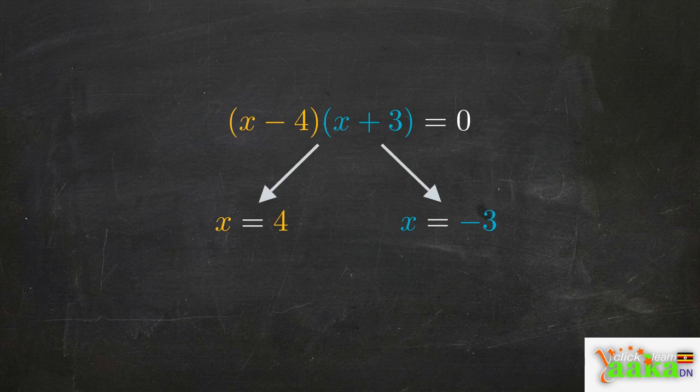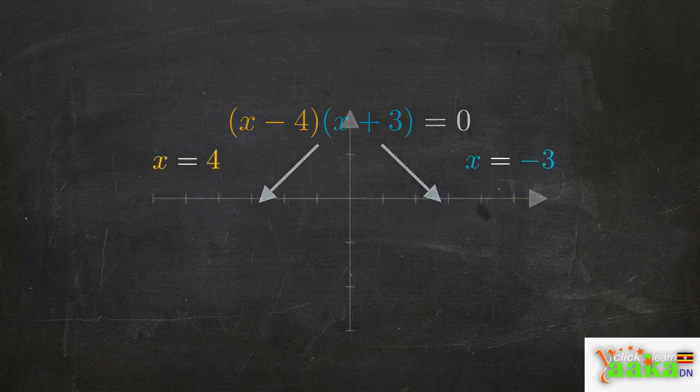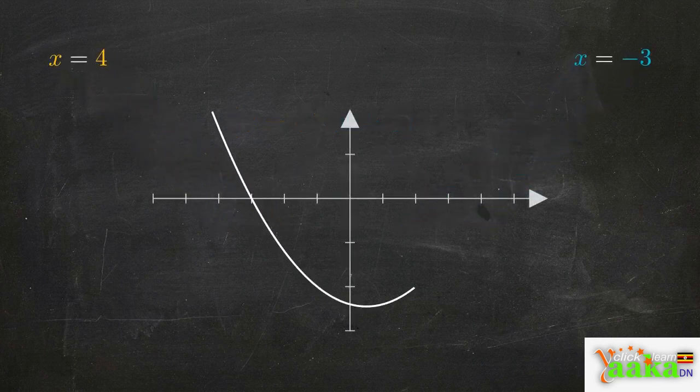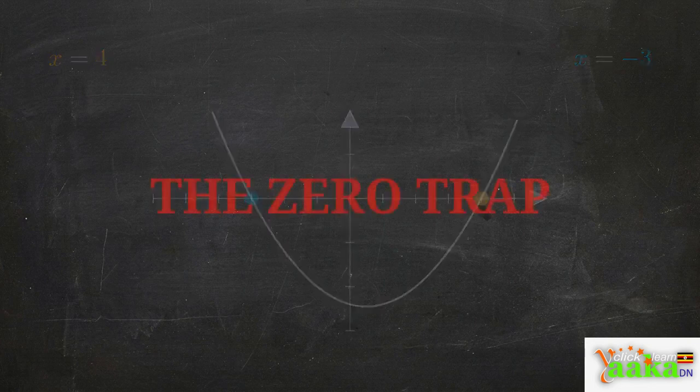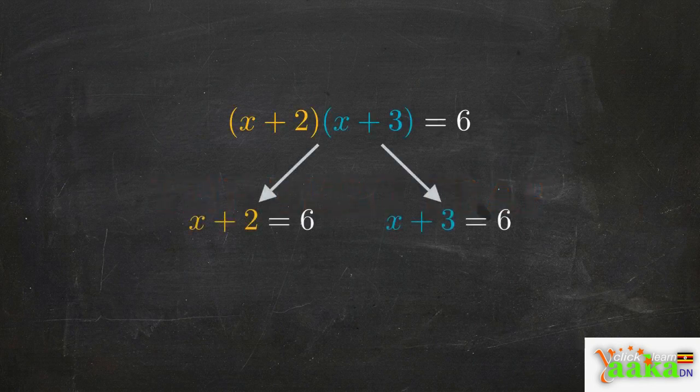If x minus 4 is the 0, then x equals 4. If x plus 3 is the 0, then x equals -3. These algebraic solutions represent physical locations. On a graph, the roots are the exact points where the curve intersects the x-axis.